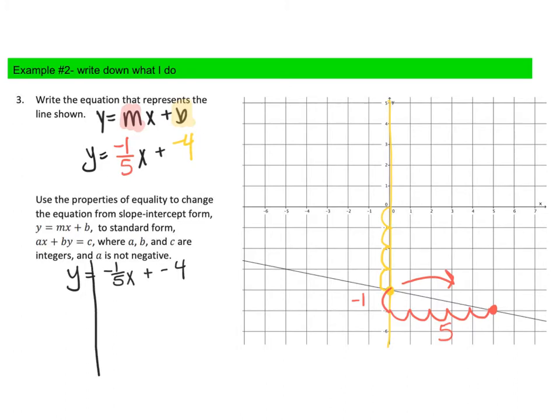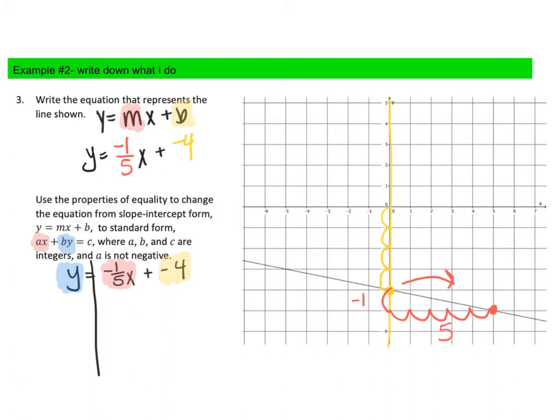All right, from there I'm trying to get my something times x at the front, followed by something times y, followed by just a number on the right side, which we call our c. So I need to reorder this. My red part right here needs to be on the other side.